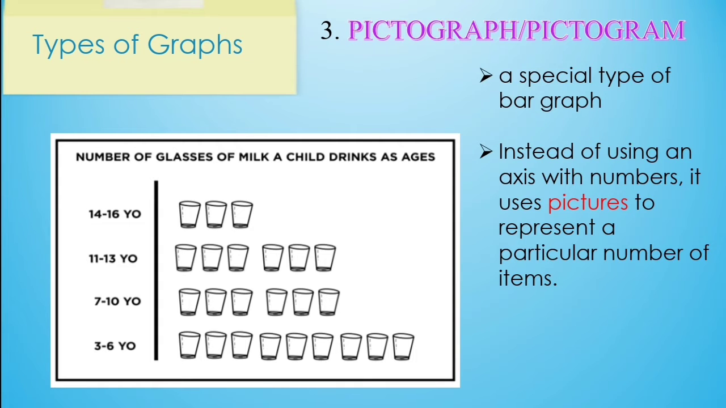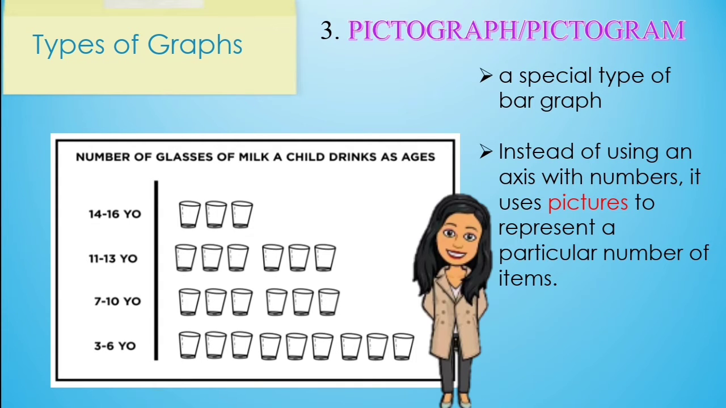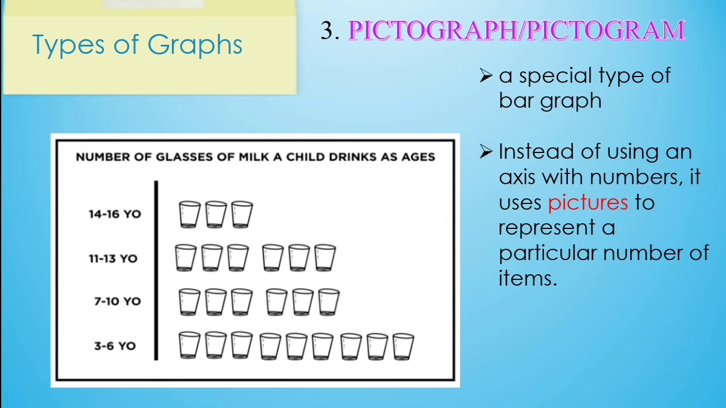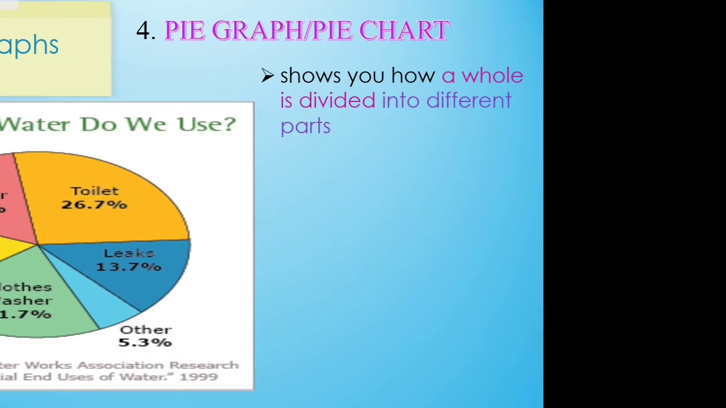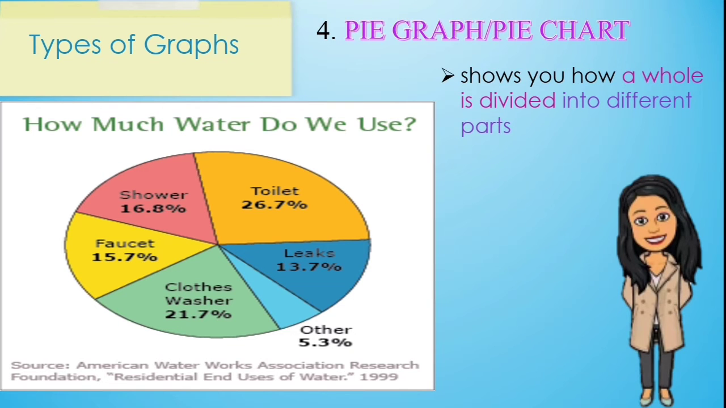The next type of graph is a pictograph or pictogram. This is a special type of bar graph. Instead of using axes with numbers, it uses pictures to represent a particular number of items. So in this example, it uses pictures of glasses to represent numbers. The fourth type is a pie graph or pie chart. It shows you how a whole is divided into different parts. In this example, it shows a circle that is divided into sectors to illustrate how much water is used.